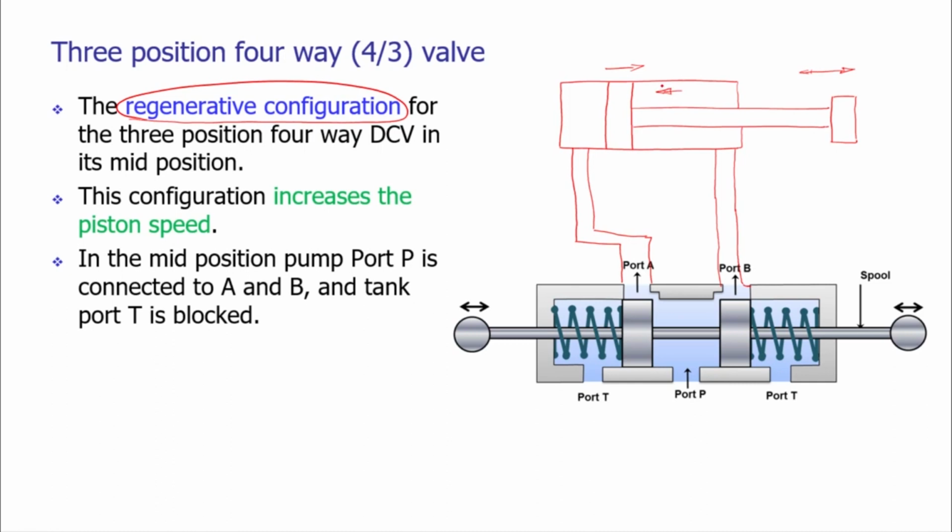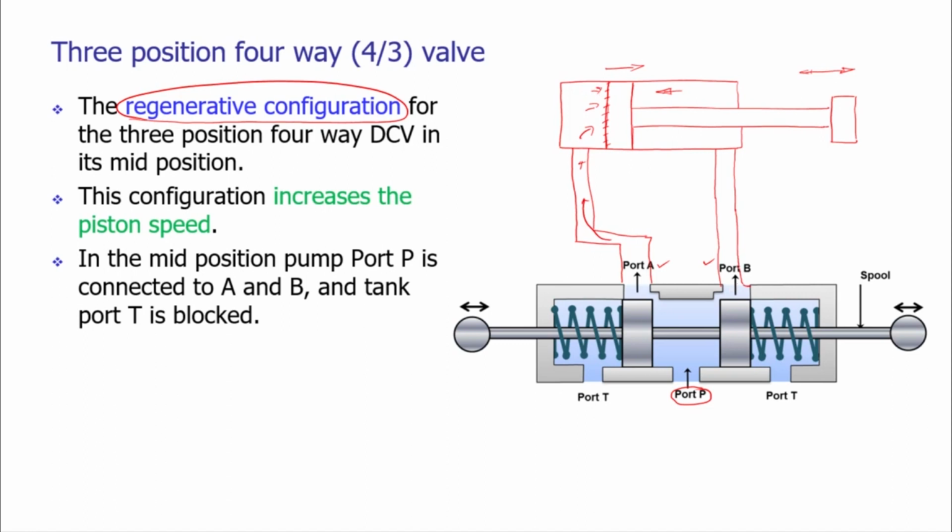Now let us consider the port P is connected to the port A and port B simultaneously. So what will happen in this case, that the high pressure fluid is applied on both the sides, on this side and on this side as well. As the application area is more, the high pressure fluid will move on this side and it will apply the pressurized fluid on the top side of the piston.